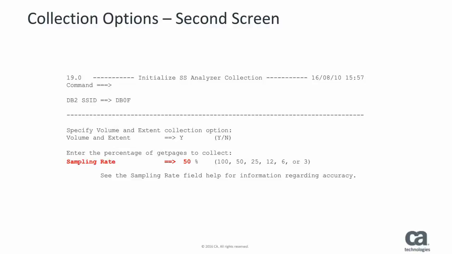The second collection options screen includes a sampling rate setting. You can enter 100, 50, 25, 12, 6, or 3%. We'll enter 50% because we expect 10,000 or more Getpages per object during a collection interval. Type 50 and press Enter to select the sampling rate and start the collection.